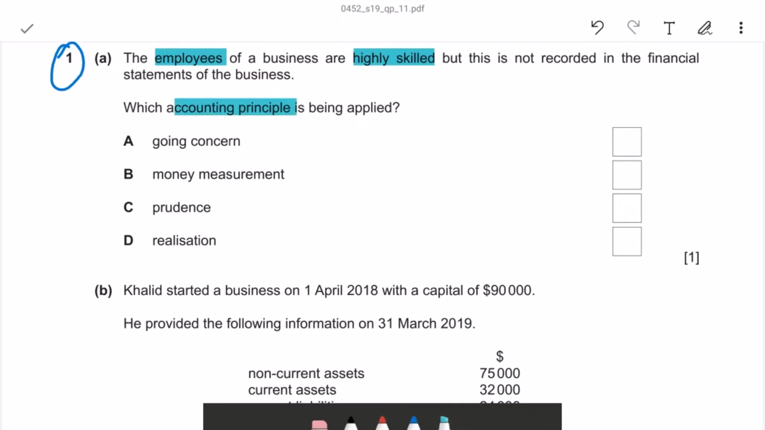As per accounting principle, which is applied here? Highly skilled. The skills and sacrifice of the employees are not recorded in the books. The books are only recorded with the monetary value of transactions. So the accounting principle, money measurement, is matching with this question. Answer is B. Second question.